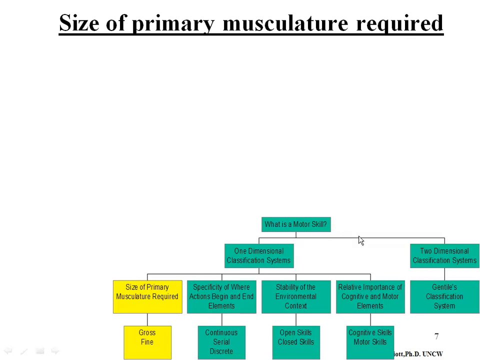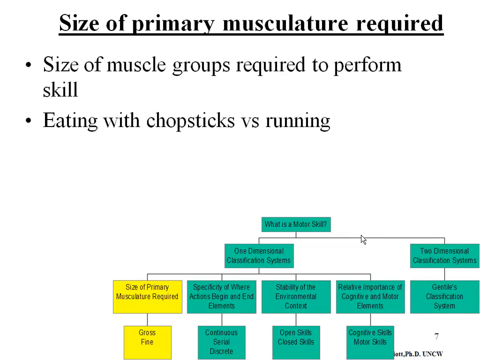So the first classification system is the size of the muscles required for the movement. This is broken down into gross versus fine motor skills, and you can see that at the bottom of the slide here. This is pretty self-explanatory. The types of movements that require large muscles are what we call gross movements, and then the type of motor skills that require smaller muscular movements are known as fine motor skills.